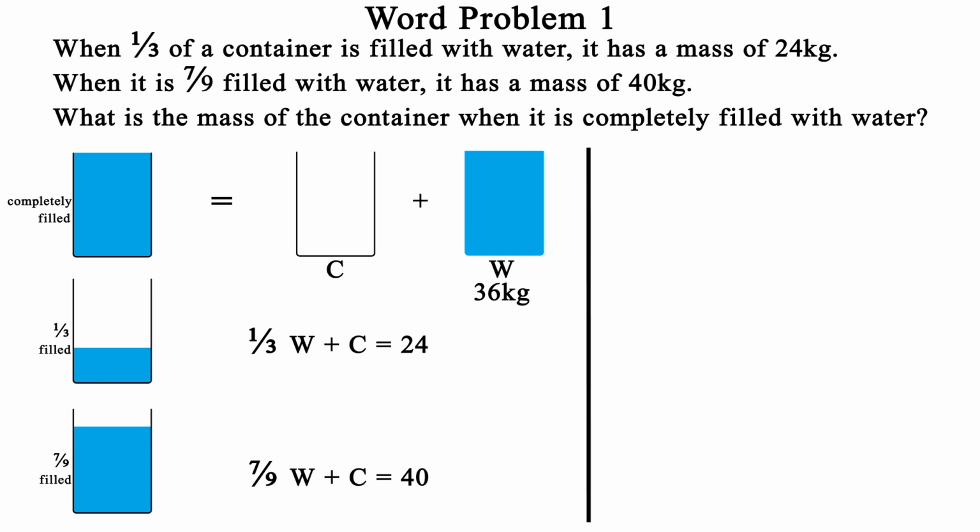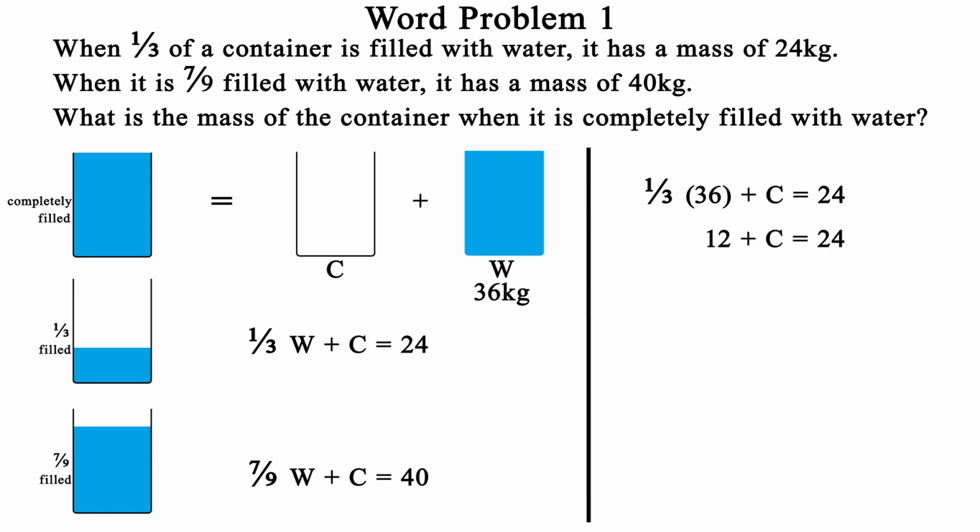Now I want to find out my empty container weight. So I can use one of the equations. To make my life easy, I'll be using 1/3 of W plus C equal to 24. I'll substitute my W value, which I know now. So my W is 36. So 1/3 multiplied by 36 plus C equal to 24. 1/3 of 36 is 12 because 3 times 12 makes 36.